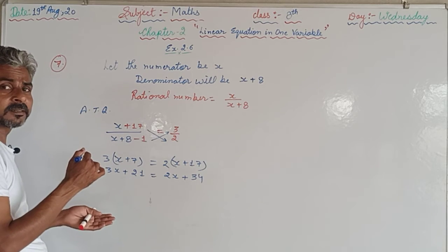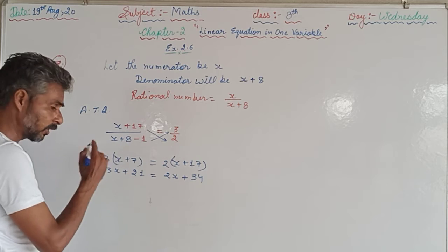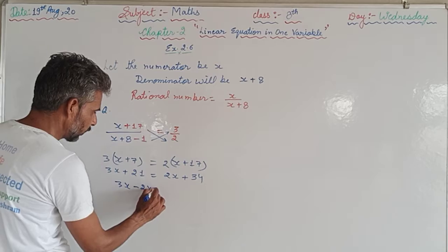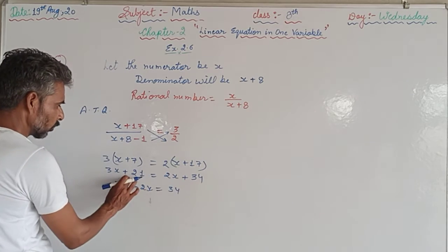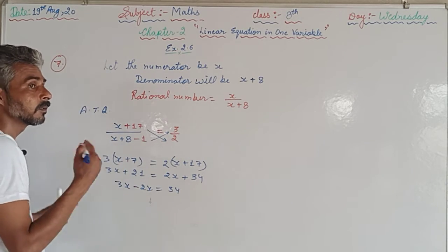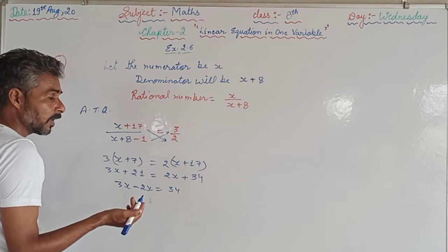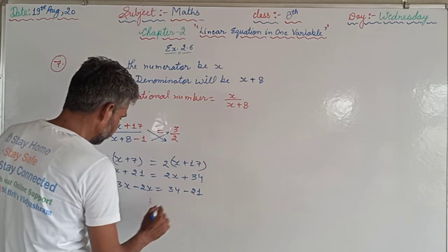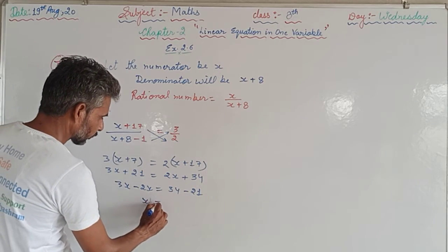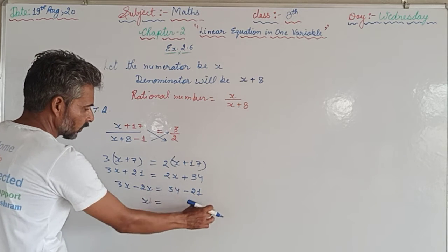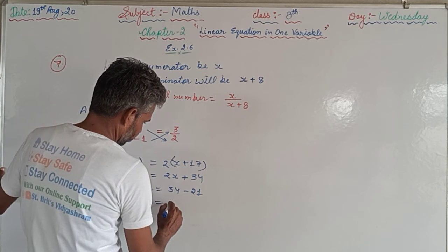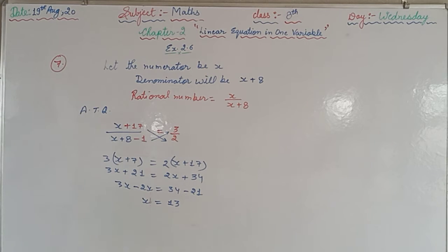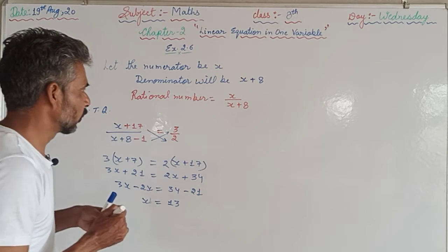So now we are supposed to collect the terms including the variables on one side. 3x is there already, 2x will come to this side, and the sign will be negative. 34 is there already, and 21 will be transferred from the left hand side to the right hand side after changing the sign, so plus 21 will become minus 21. 3x minus 2x is x, 34 minus 21 is 13. So 13 is the value of x, but we have to find the rational number.